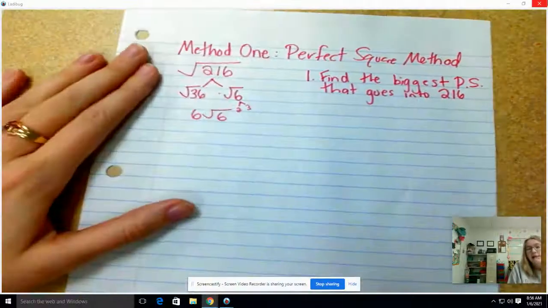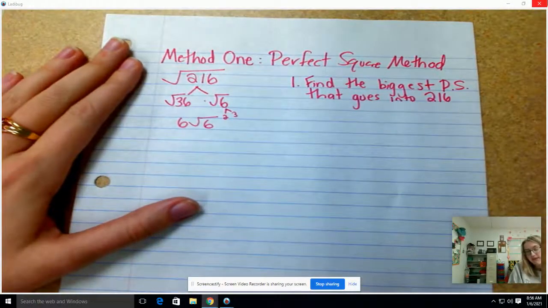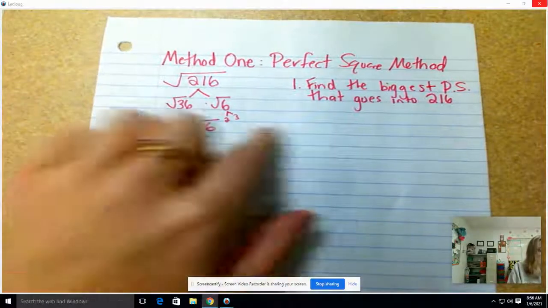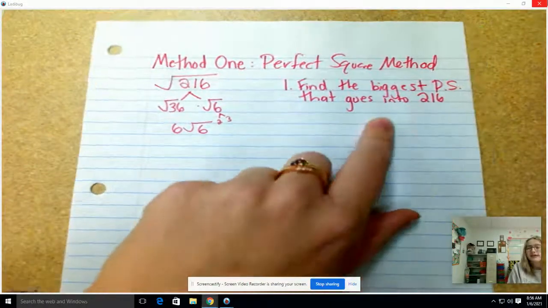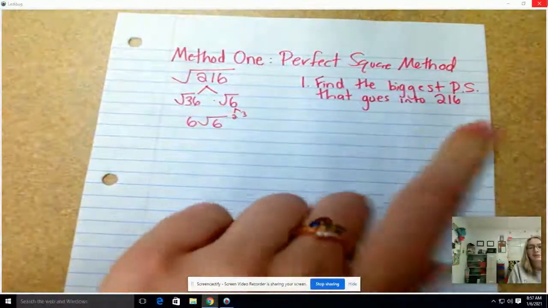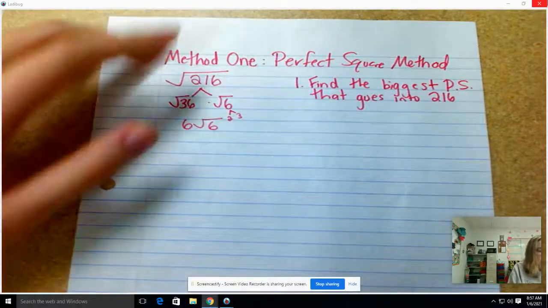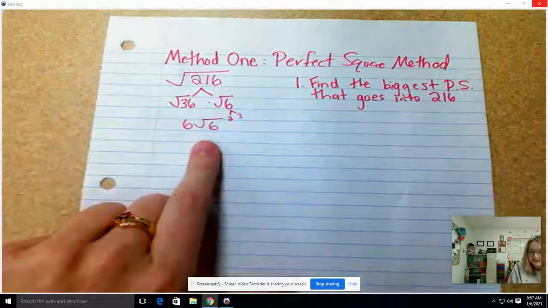This is not my preferred way of doing it, but I do want to show you how to do it. I think it is beneficial and sometimes it's faster. So essentially you're just looking for the biggest perfect square. It has to be the biggest one or this will not work. It's going to take some trial and error, and that's going to give you one that you can simplify and one that stays the same.